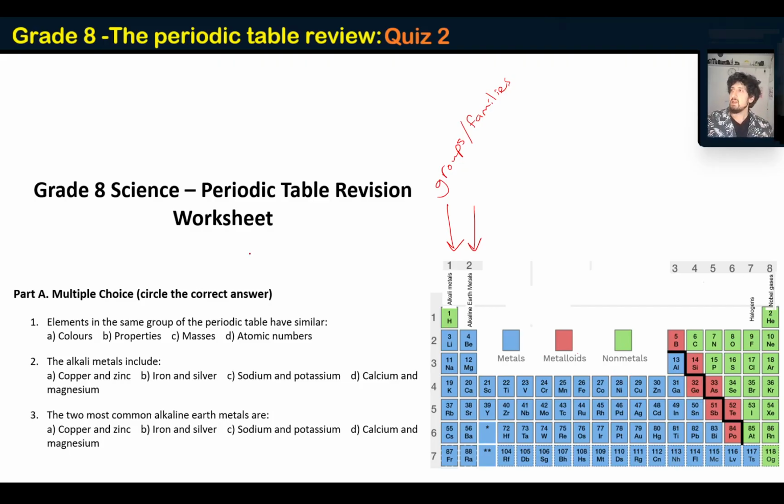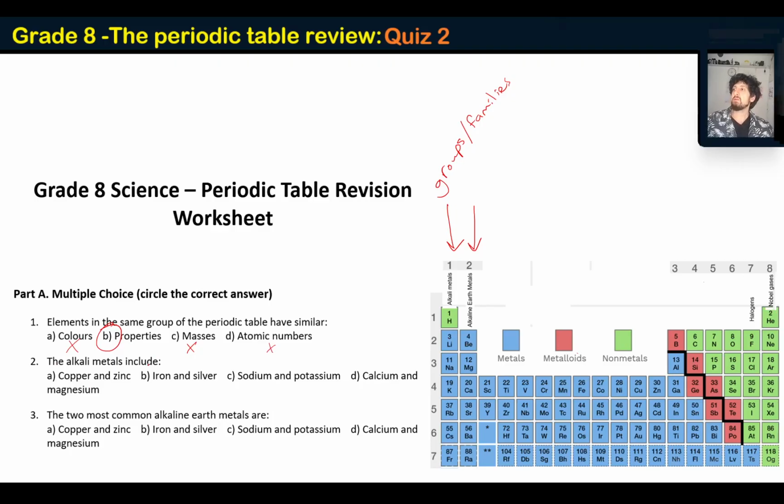So anyway, elements in the same group of the periodic table have the same properties. Okay, they have the same properties. They don't necessarily have the same colors. They don't necessarily have the same mass. Of course they don't have the same mass, because obviously the elements are arranged by atomic number, and so they have different proton numbers, and they have different neutron numbers, and they have different masses. So definitely not mass, definitely not color. What about atomic numbers? Of course not. The whole periodic table is arranged through atomic numbers. So they've got hydrogen, atomic number 1, helium, atomic number 2, which means 2 protons, and then lithium has 3, beryllium has 4, and so on and so forth. So the answer is properties.